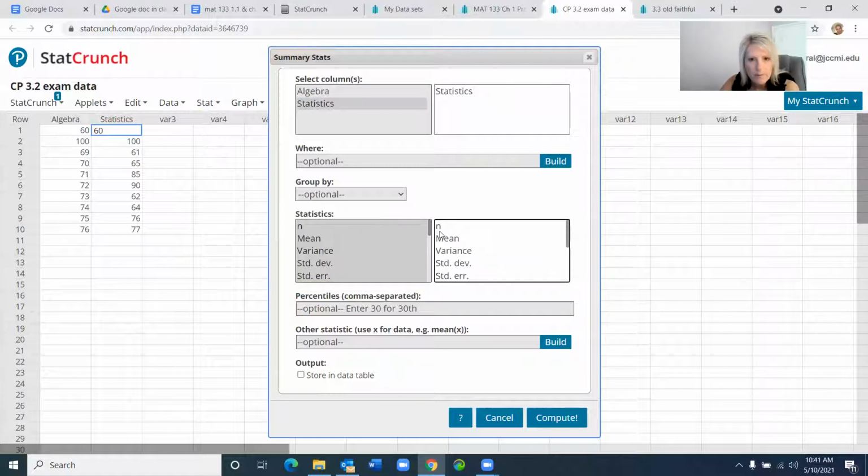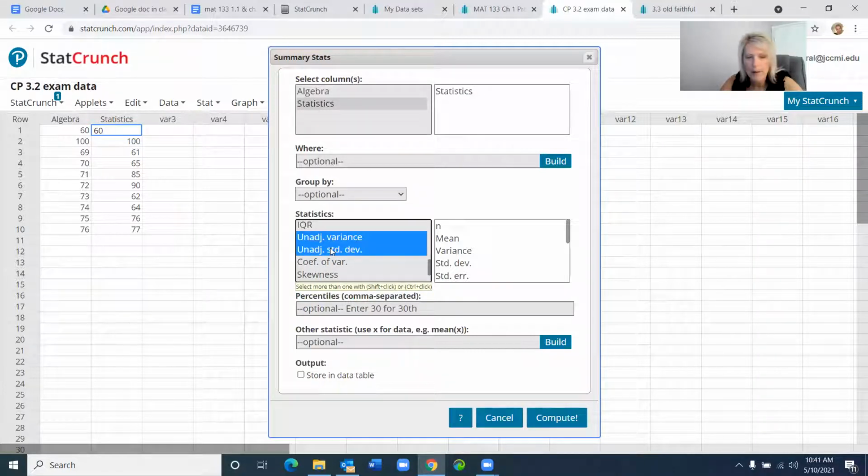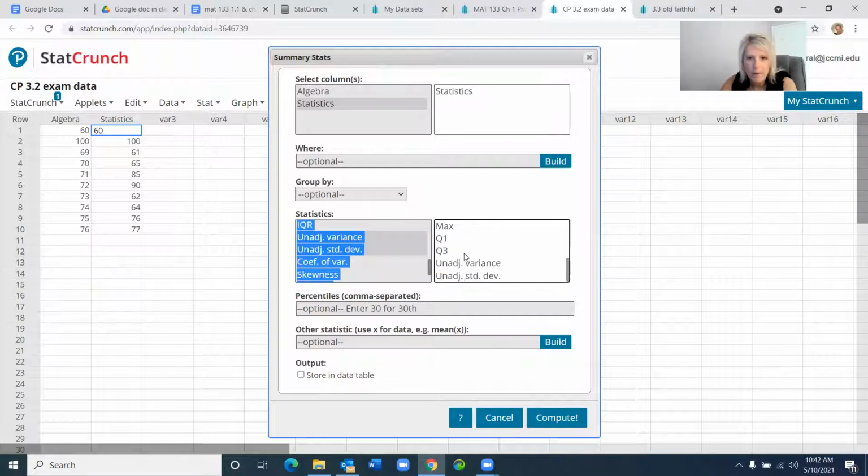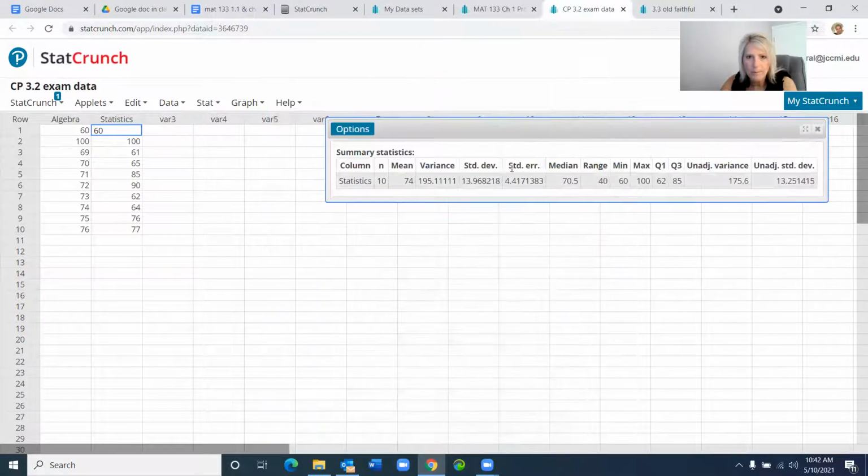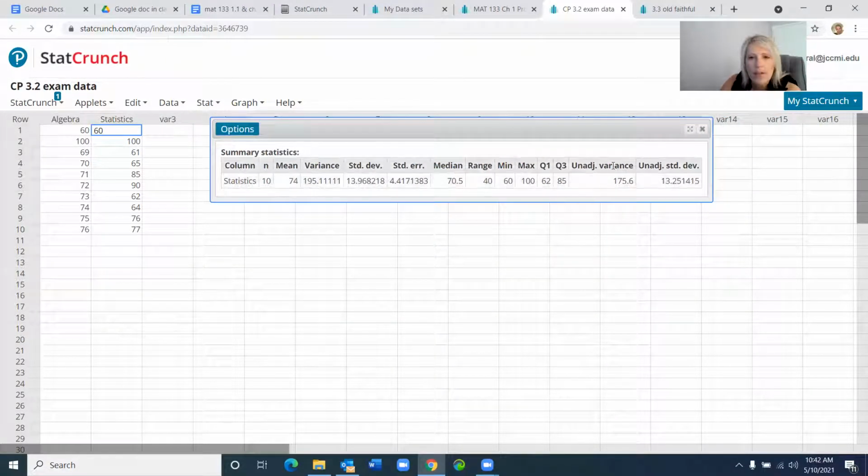Okay. The mean, the variance, and the standard deviation. Now, over here in the gray, I could have chosen unadjusted variance and unadjusted standard deviation. I'm going to do that for now. I'm going to add those by clicking my control button and my mouse at the same time. I can add those over here. So I added them over here. And now I can hit compute. Okay. So the unadjusted variance and unadjusted standard deviations are for when we have population data.